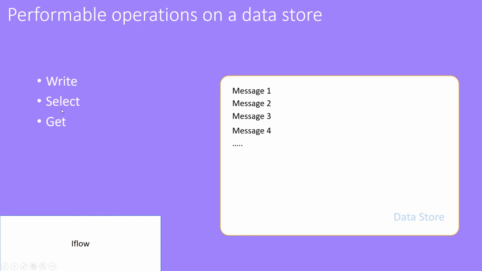The third operation you can perform is get particular messages using the reference ID from the data store to the iFlow for further message processing. And finally, you have the option to delete messages individually or as a whole. So these are the four operations that are currently available to be performed on a data store.